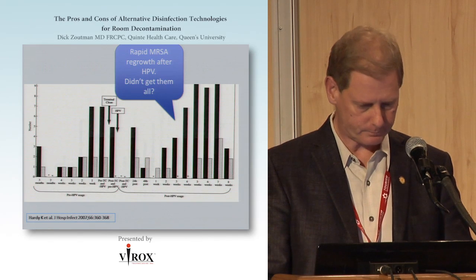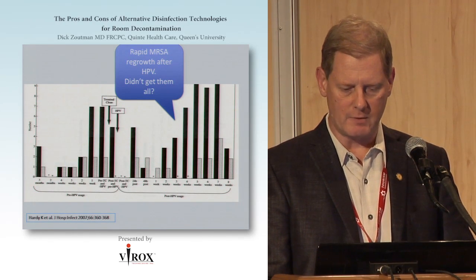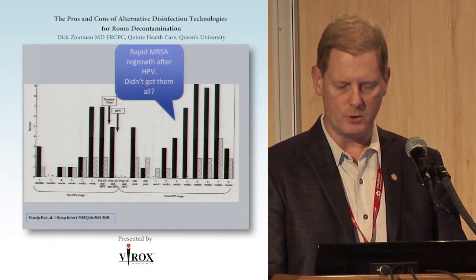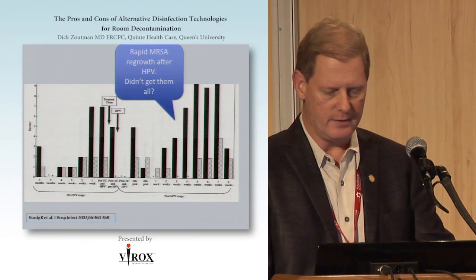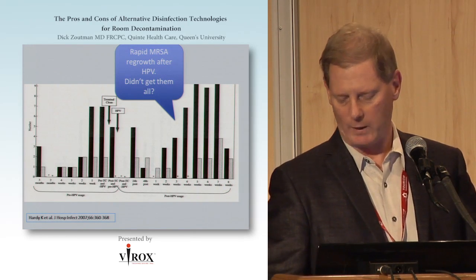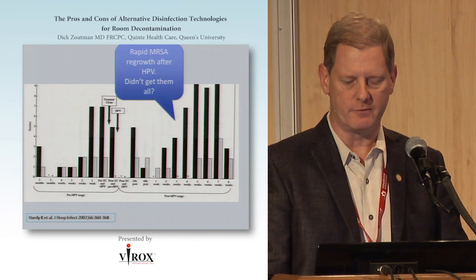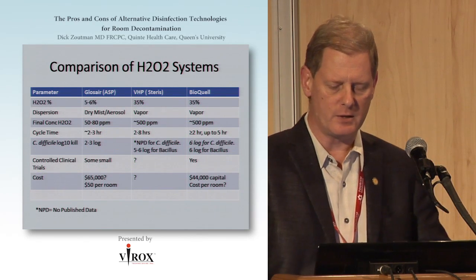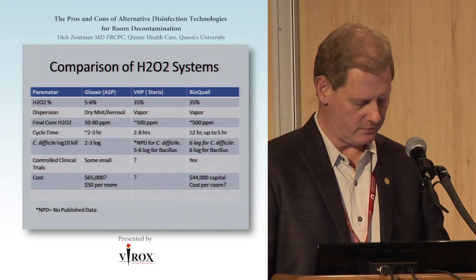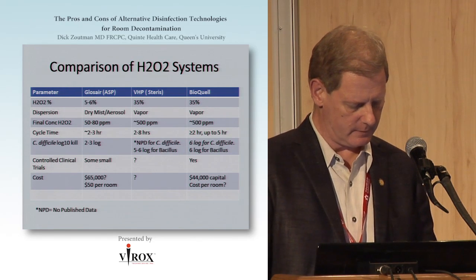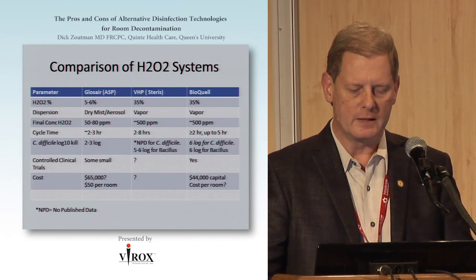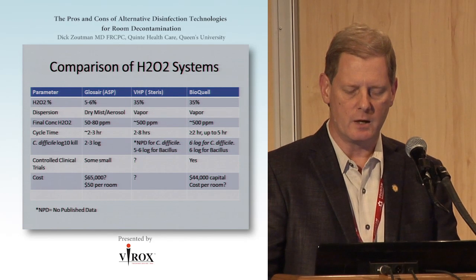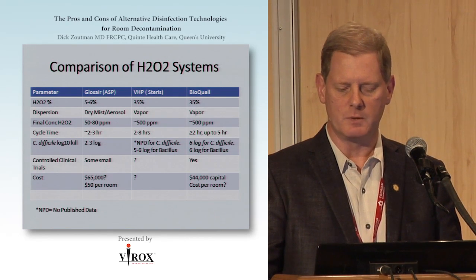Very interesting. You can see here the rapid MRSA regrowth that can occur, and that's a worry. What happens after you decontaminate a space? Will stuff regrow? Looking at the comparison of the hydrogen peroxide systems, therefore, let's compare what we know between Glossair, the Steris VHP system, and Bioquell.